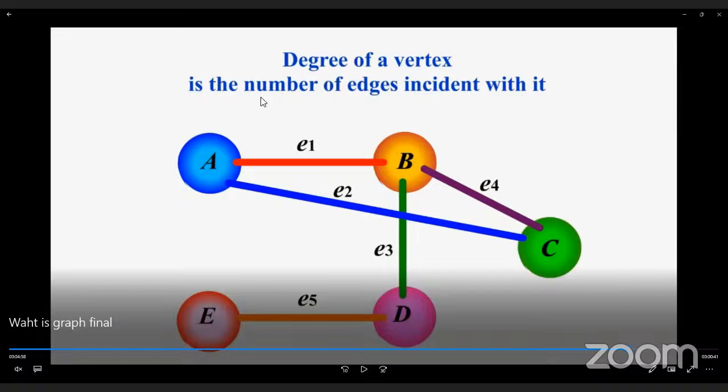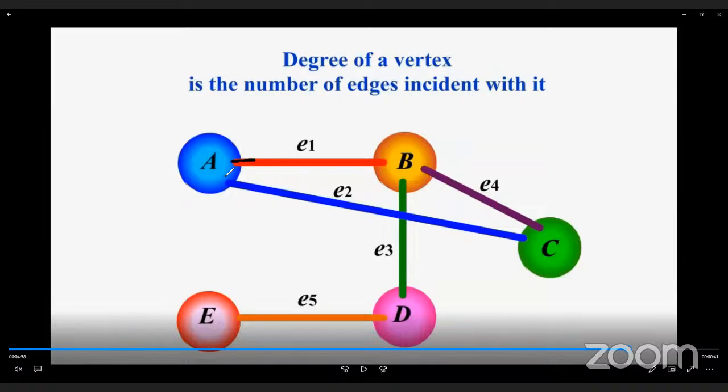The degree of a vertex is the number of edges incident with it. So for example, this one, there are 2 edges, this one and this one. So the degree of A is 2. The degree of B is 3 because of that one and this one. The degree of C is also 2, this one is 2, and E is just 1. So that's all the degrees.